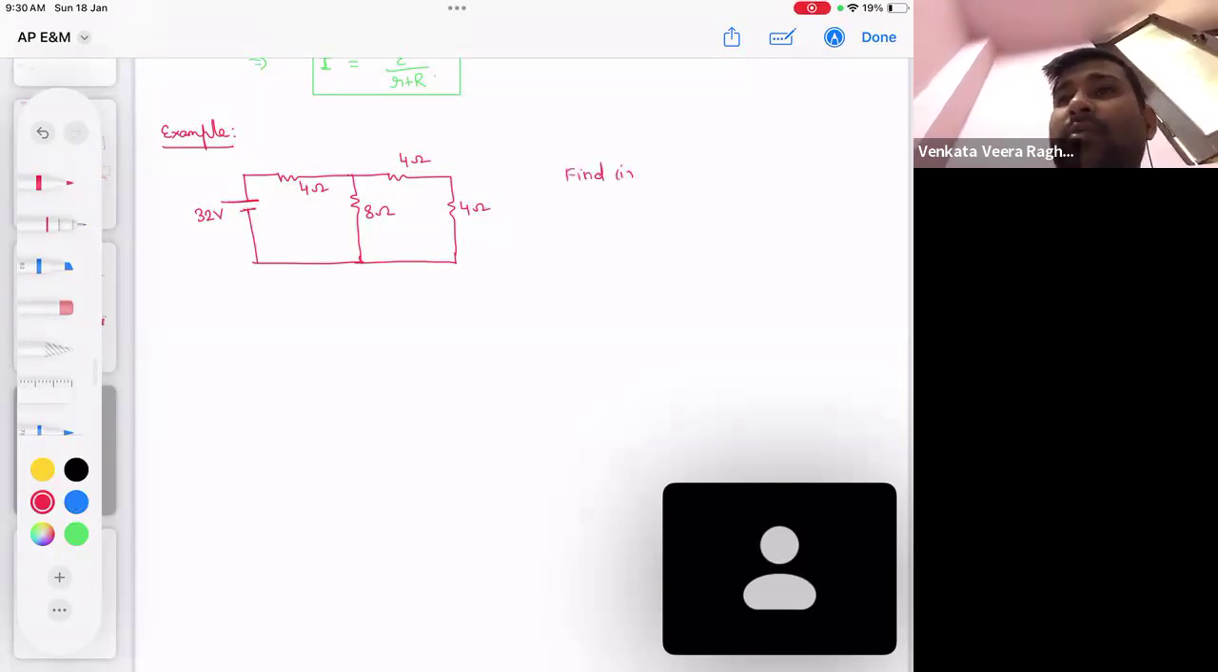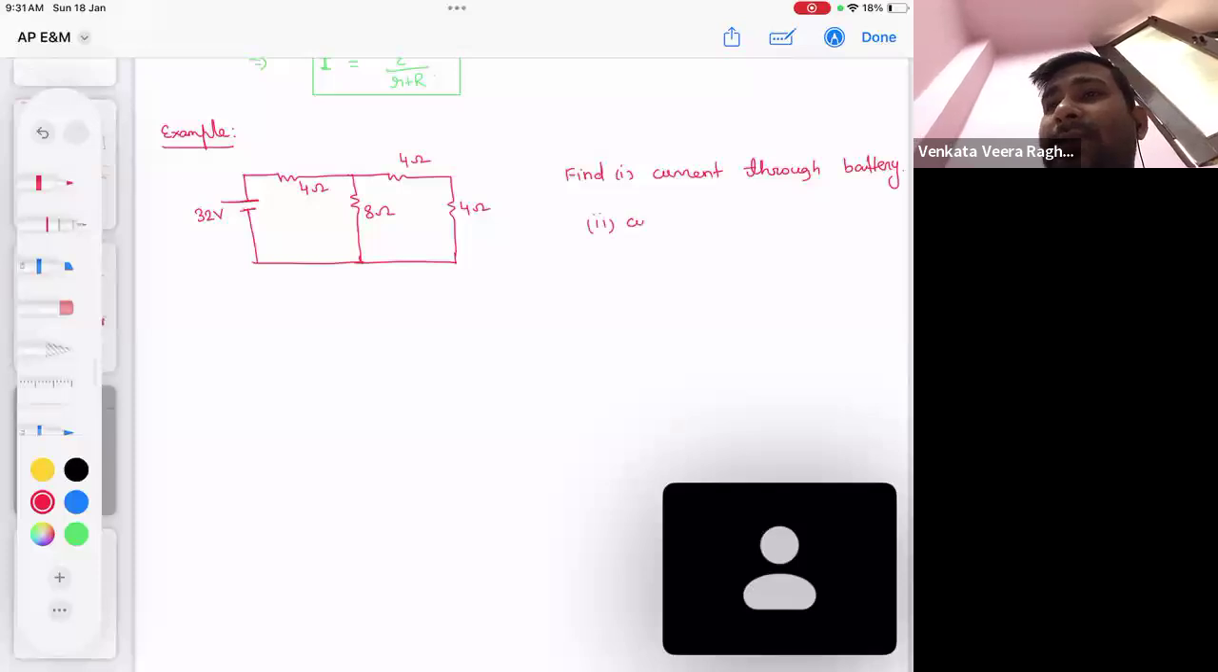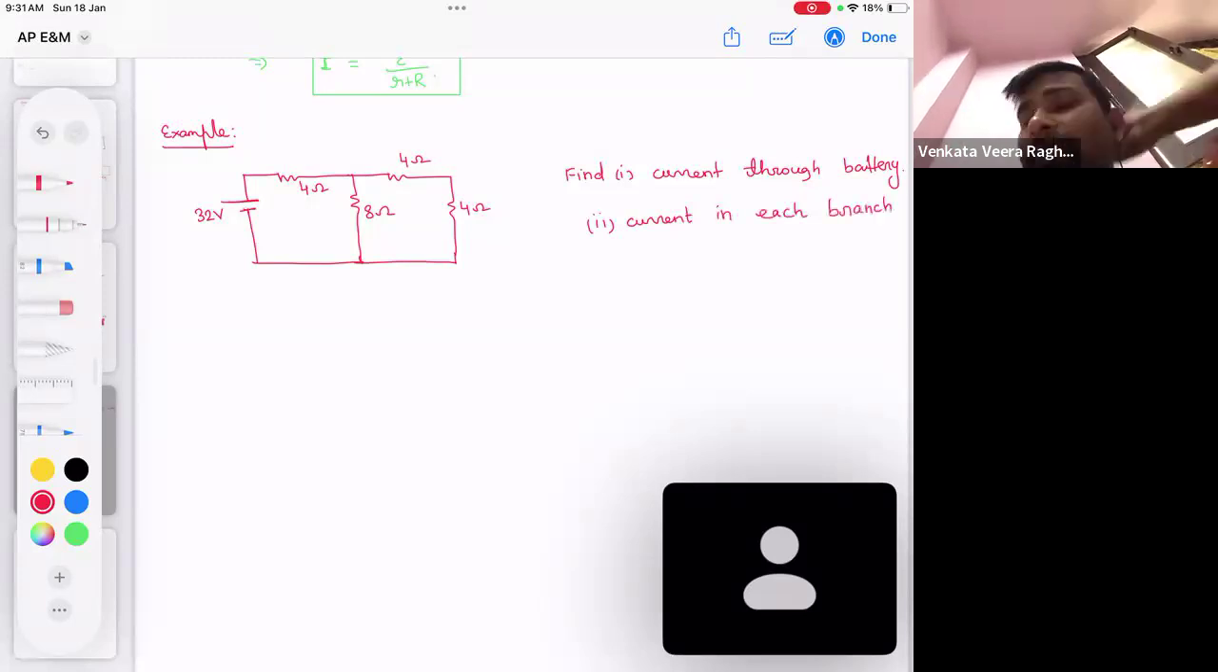First thing, find the current through the battery. Find current through the battery or current through the cell. How much is that? And second thing, find current in each branch. Let's find the current in each branch.